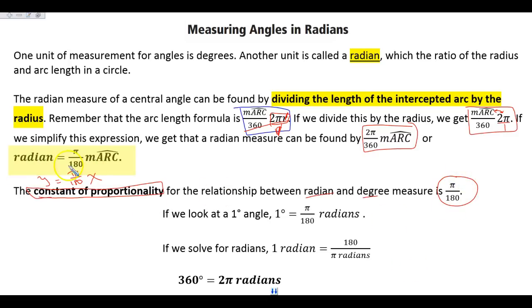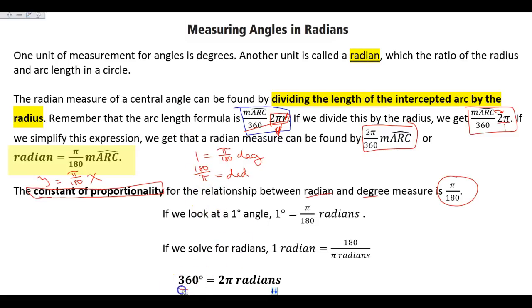If I plug in 1 degree right here, 1 degree is going to be equal to pi over 180 radians. If I plug in 1 for 1 radian, I get 1 equals pi over 180 times, I'm just going to write DEG for my degree. In order to solve for my degree, I would multiply both sides by the reciprocal. So I'm going to get 180 over pi is equal to my degree. So 1 radian is 180 over pi degrees.